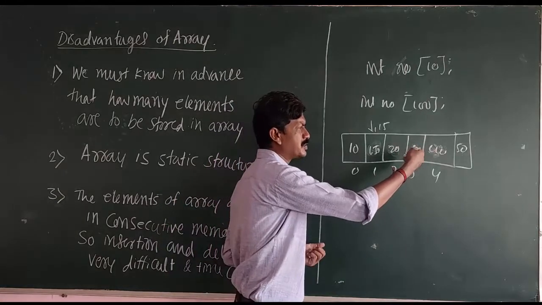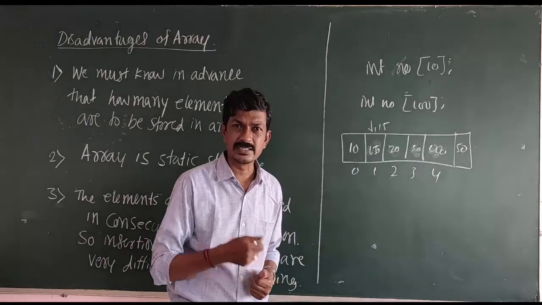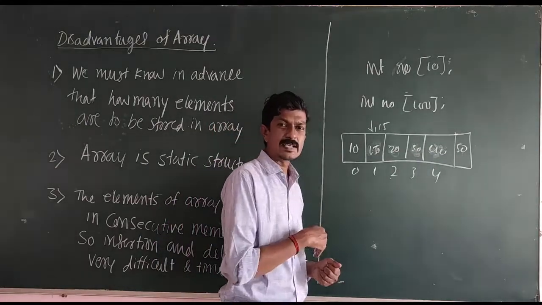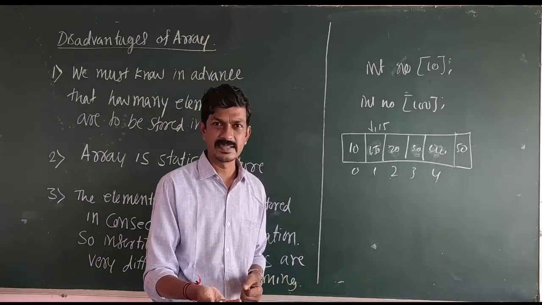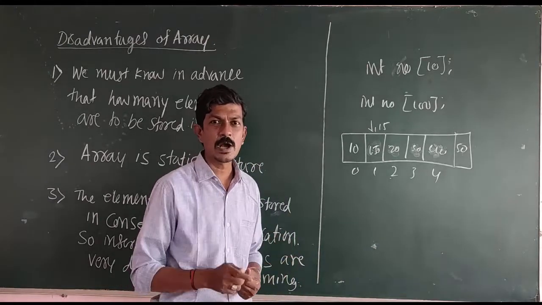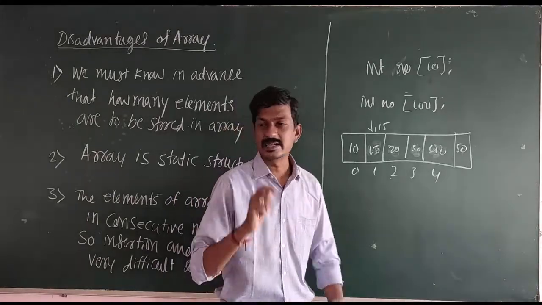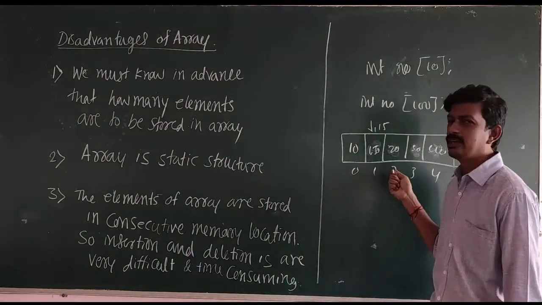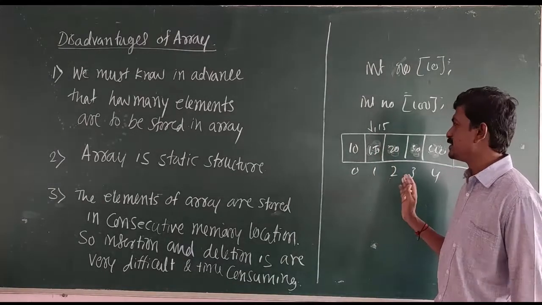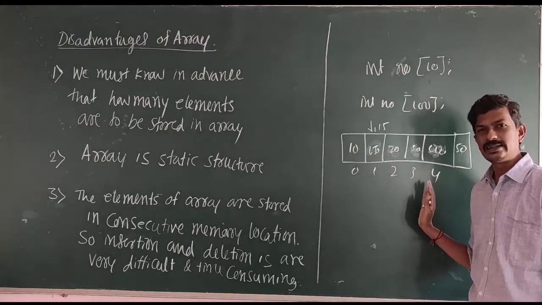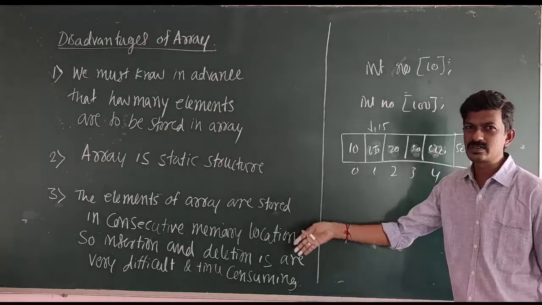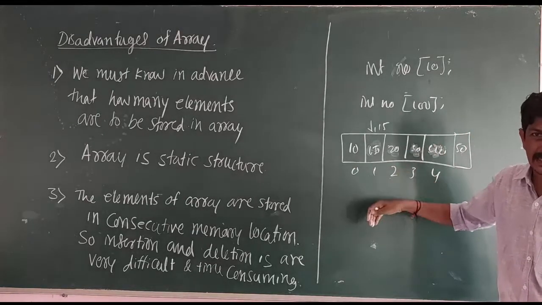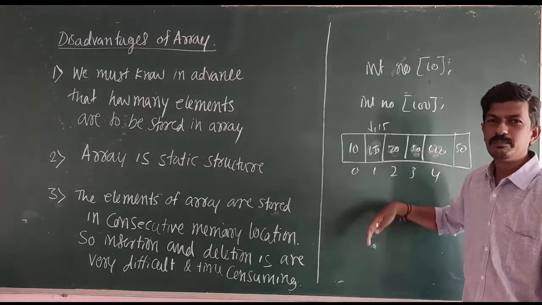Whatever elements occur in subsequent indexes should be shifted either to the previous index or to the higher index value if you perform insertion or deletion on a given array. That is the disadvantage of using an array. If you delete, we have to shift all those elements to their previous index. If you insert, we have to shift them to their higher index.